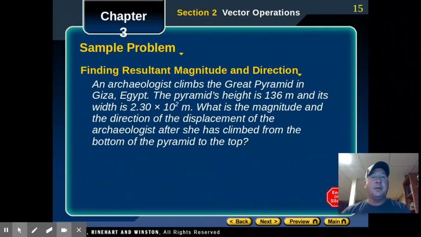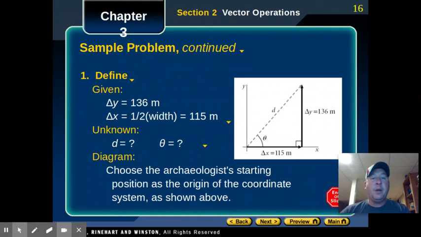All right, so let's list the things that we know. We know that the height at the highest point, which we would expect to be the point of the pyramid, is 136 meters. Now the width, we were told, is 230 meters from end to end. However, we can split that in half and make a right triangle. So really, the pyramid's going to come all the way down here. It's going to have the second half here.